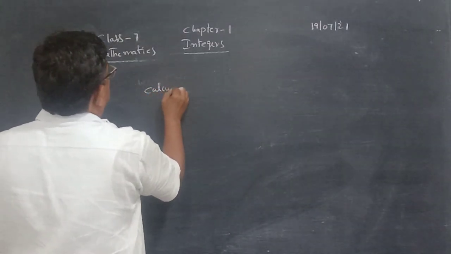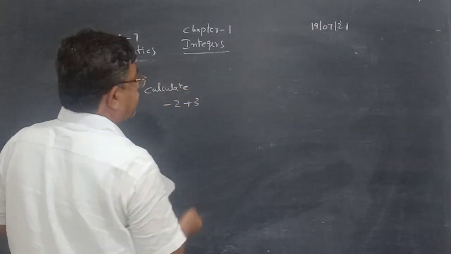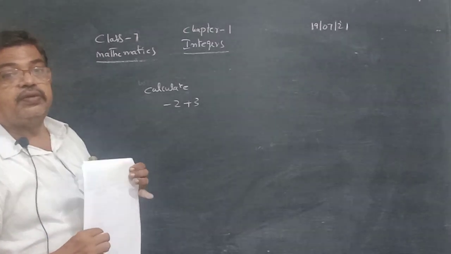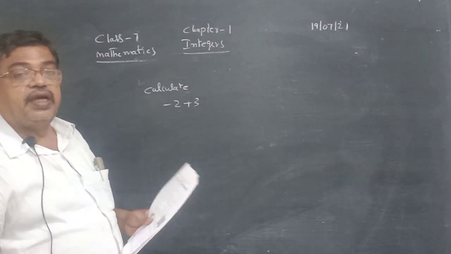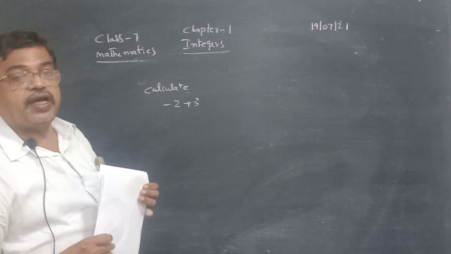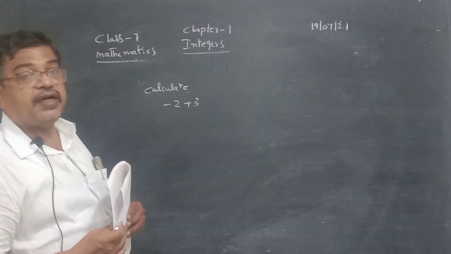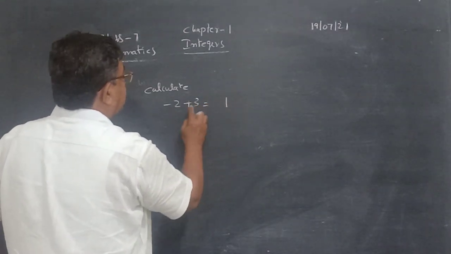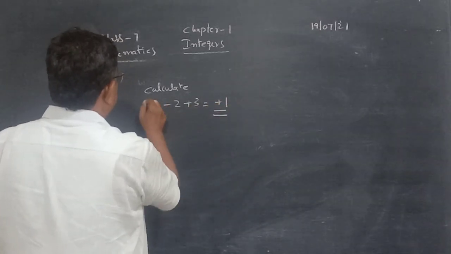Calculate minus 2 plus 3. There are two integers. One is negative, the other one is positive. If you are adding integers in which one is positive and the other is negative, it is nothing but subtraction. From the greater integer, you subtract the smaller integer. Forget about symbols. What is the greater integer here? 3. From 3 you have to subtract 2. The result is 1. And the symbol of 3 is plus. Therefore, the result equal to plus 1. Next one.